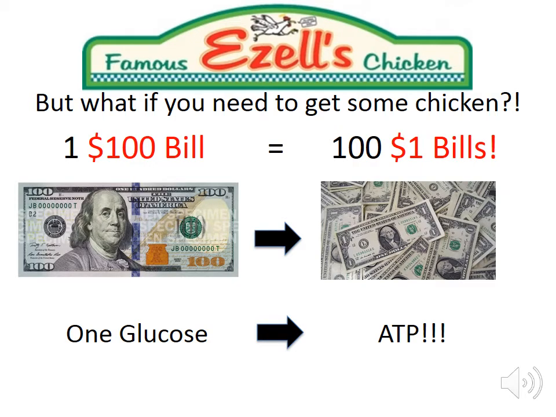But what if you wanted to go across the street and get some chicken? Well, you don't want to use a $100 bill for that. So even one glucose is too much for cells to use. So with the money, you would probably take that $100 bill back to the bank and break it down into $1 bills that you can actually spend around town. So the cell takes one glucose and harvests the energy from that glucose, transfers it over to this form in ATP, which they can then use for cell processes. So one glucose can actually make a whole bunch of ATP molecules.